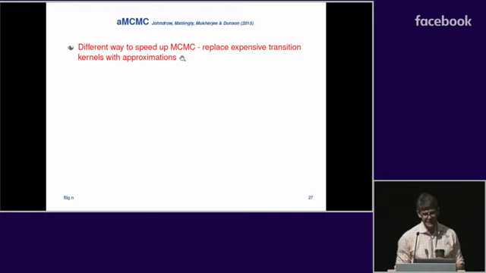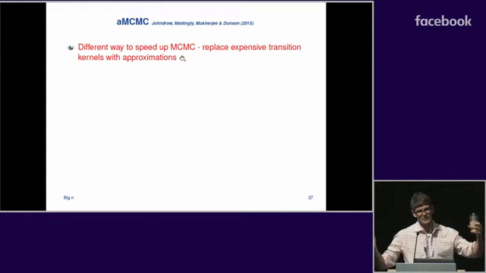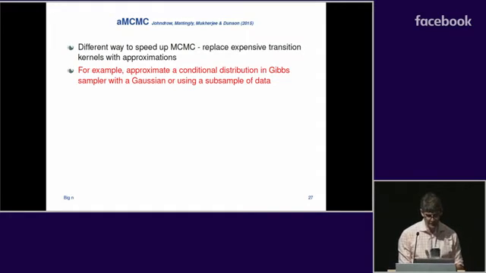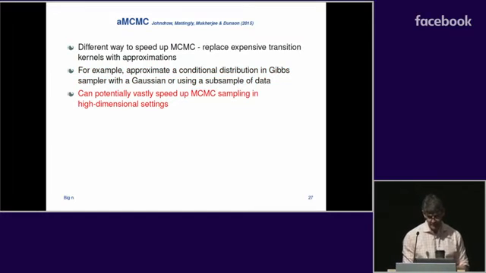But the idea here is that we have some MCMC algorithm that converges to exactly the right thing, but it's too slow. It's too expensive to evaluate the transition kernel. And so we might use an approximation instead. For example, we might approximate a conditional distribution in Gibbs sampling with a Gaussian or using a subsample of the data. That gives us something faster that we can sample from more quickly and that approximates the actual conditional distribution. So using this trick, we can potentially vastly speed up MCMC sampling in high-dimensional settings.